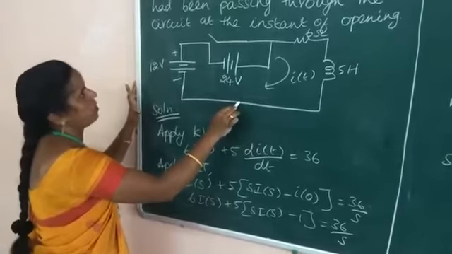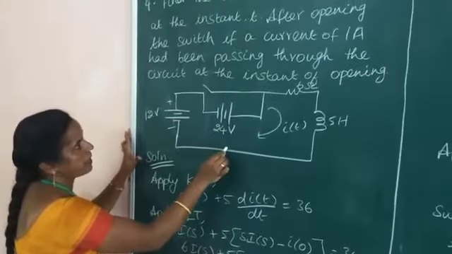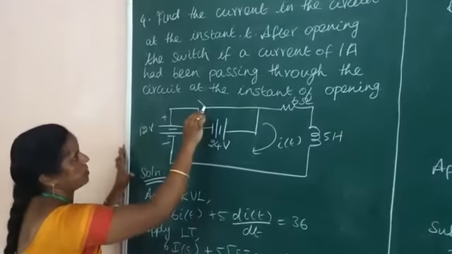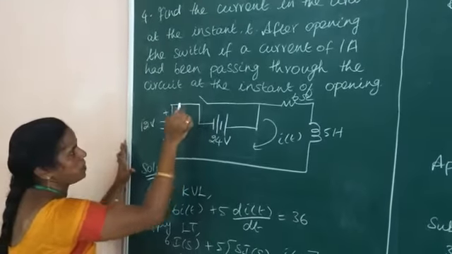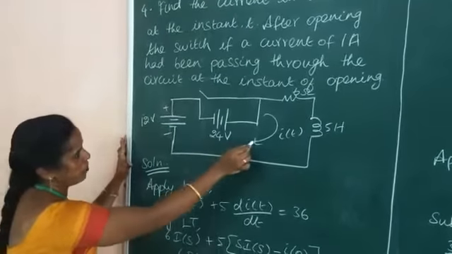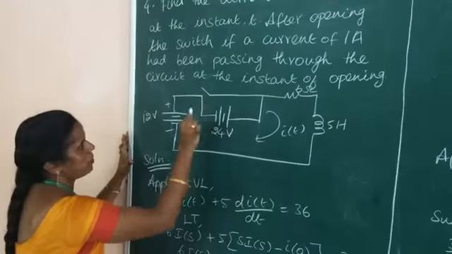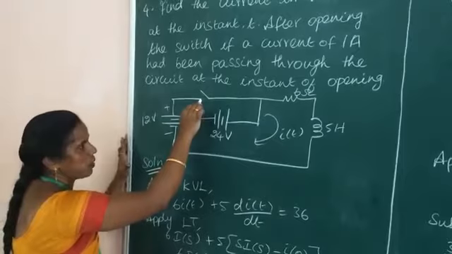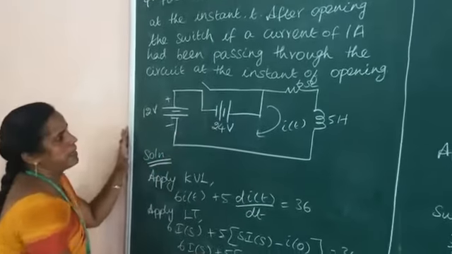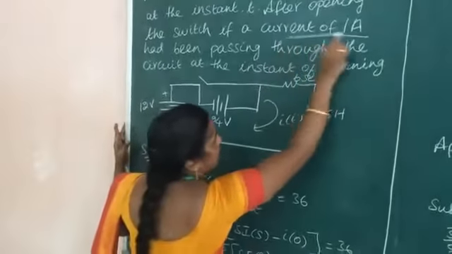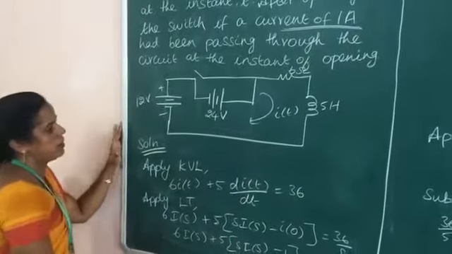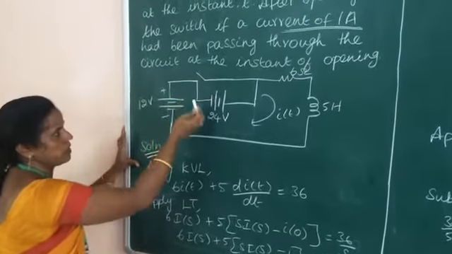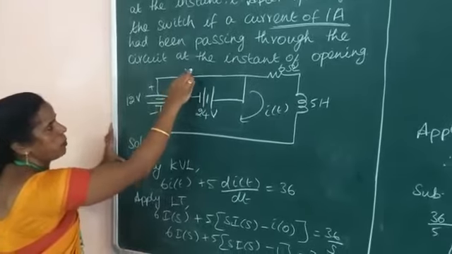What is given in the problem means you have to find the current at time t is equal to 0 after opening the switch. Okay, after opening the switch we have to find what is the current flowing through this. So we have to understand that before opening, the switch is in closed position initially. At that time a current of 1 ampere is flowing through the circuit. So now you have opened the switch.